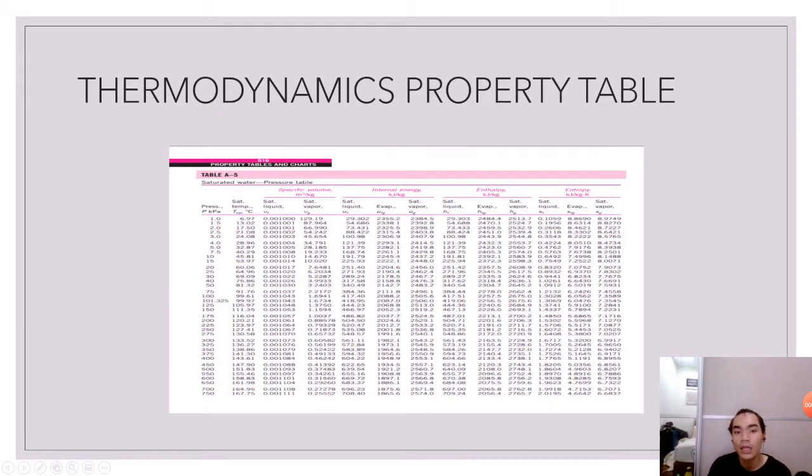Before I go on, this is the thermodynamics property table. I'm using table A5 to calculate the theoretical pressure by looking at the pressure given there, and I will soon get its temperature.